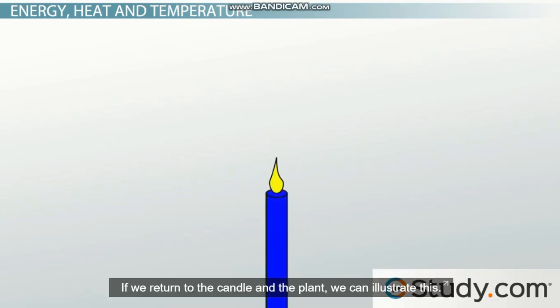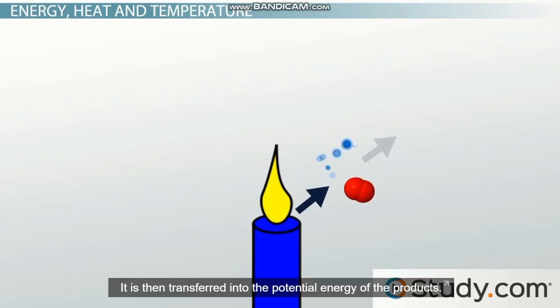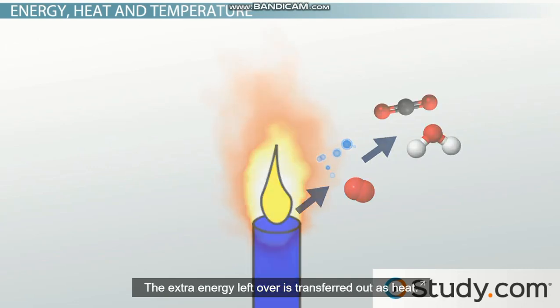If we return to the candle and the plant, we can illustrate this. For the candle, the potential energy contained in the candle wax and the oxygen is released. It is then transferred into the potential energy of the products. The extra energy left over is transferred out as heat.